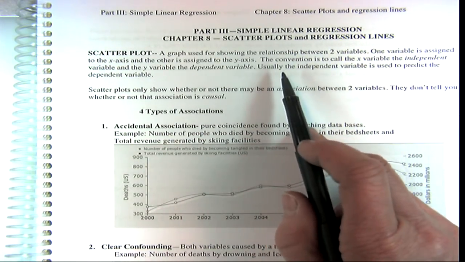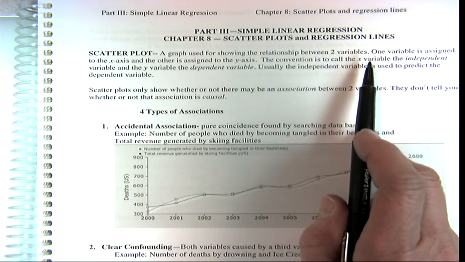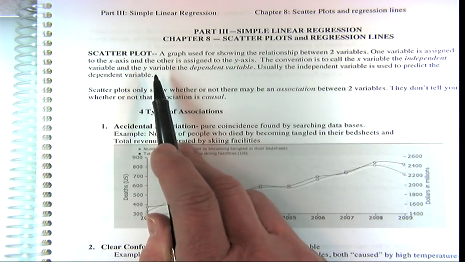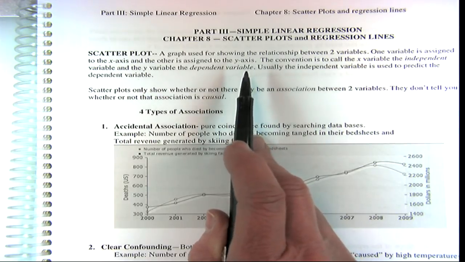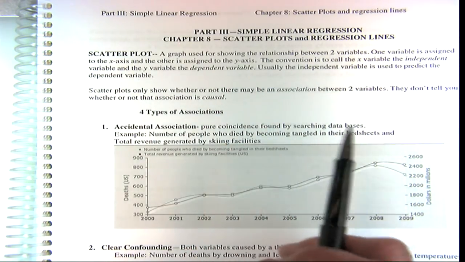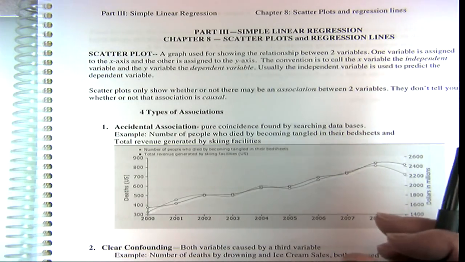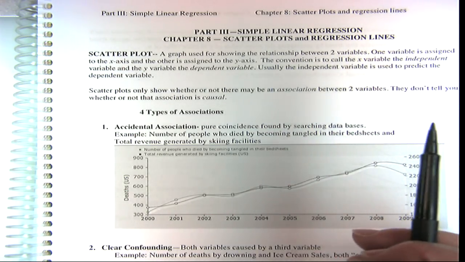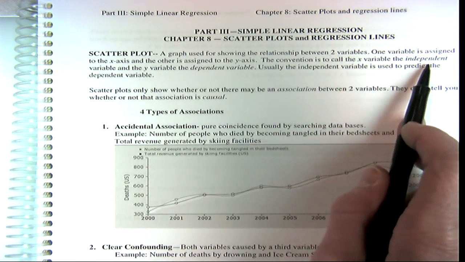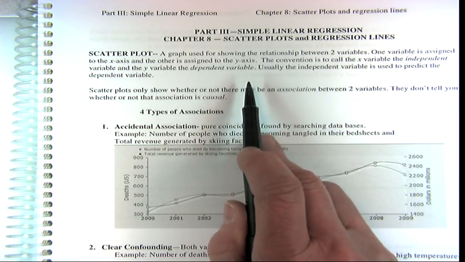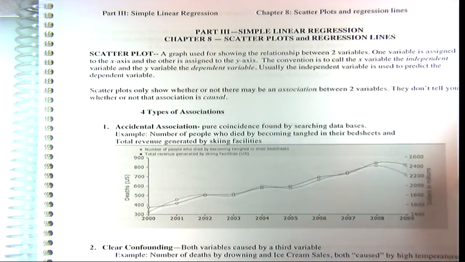So a scatter plot, like we just looked at, is a graph for showing the relationship between two variables. One variable is assigned as the x, and the other is assigned to the y. It's kind of arbitrary, but usually we call x the independent variable, and y the dependent variable, and we think that y is somehow dependent on x. So the convention is to call x the independent variable and y the dependent. And usually the independent variable is used to predict the dependent, but not always.